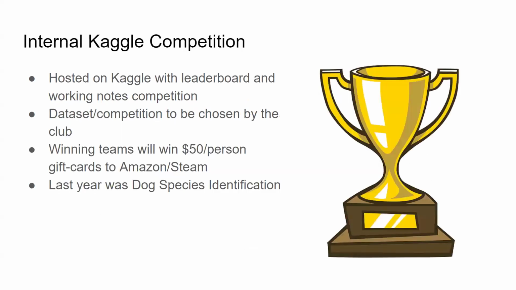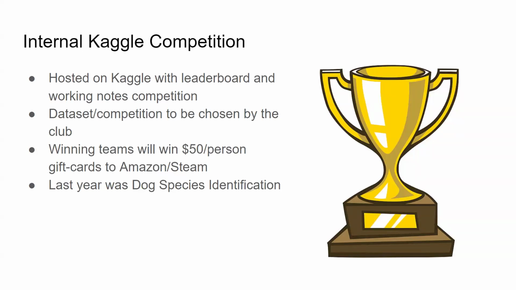So I want to talk about 2 deliverables. The first deliverable is the internal Kaggle competition, and the second is a solution proposal. The internal Kaggle competition is going to be hosted on Kaggle. It's going to be run for roughly 10 weeks. We're going to choose the competition as a group, and then the winning teams will win 50 a person. So hopefully that provides a little bit of incentive to participate.